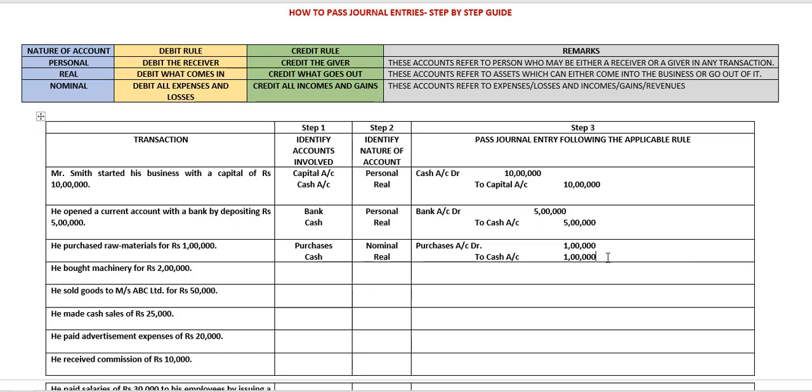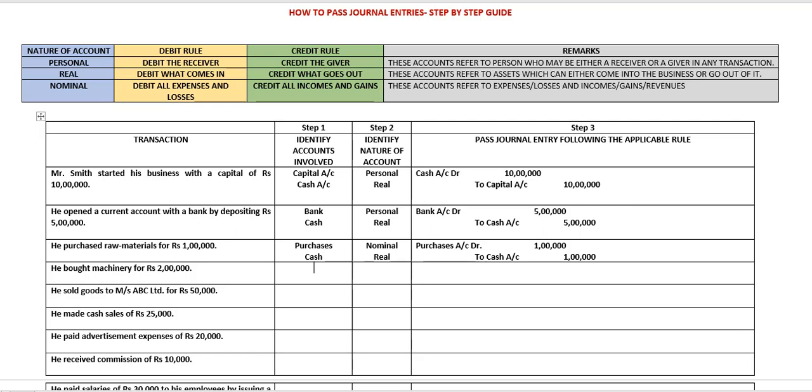Okay, so good so far. Let's go to next transaction. In the next transaction they say he bought machinery for ₹2 lakh. Now pay attention. In previous transaction we have bought certain things for the purpose of resale, and if we purchase something for the purpose of resale, they are called purchases.